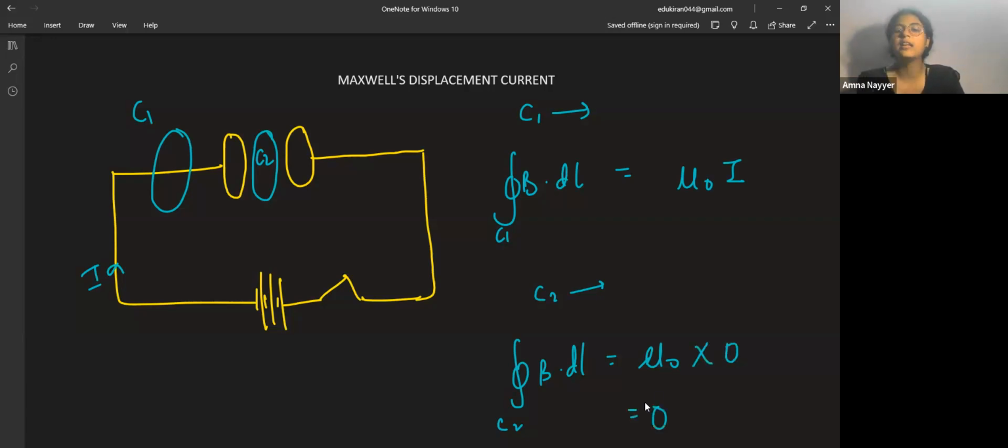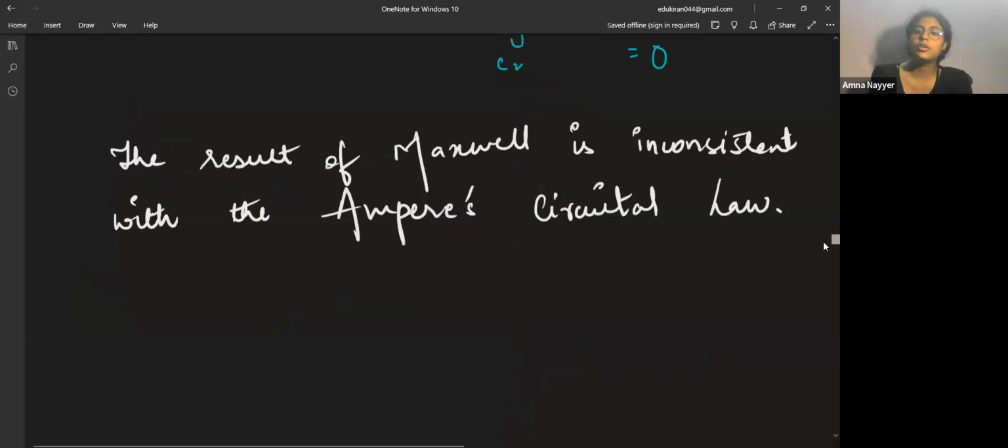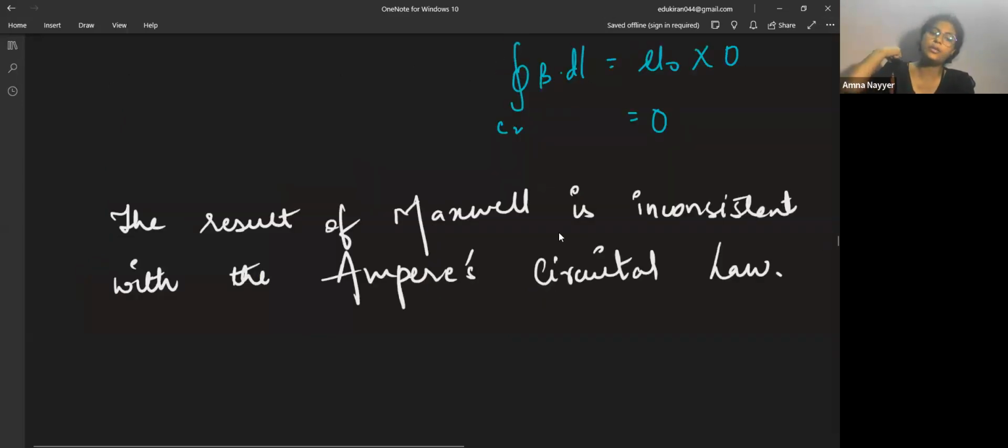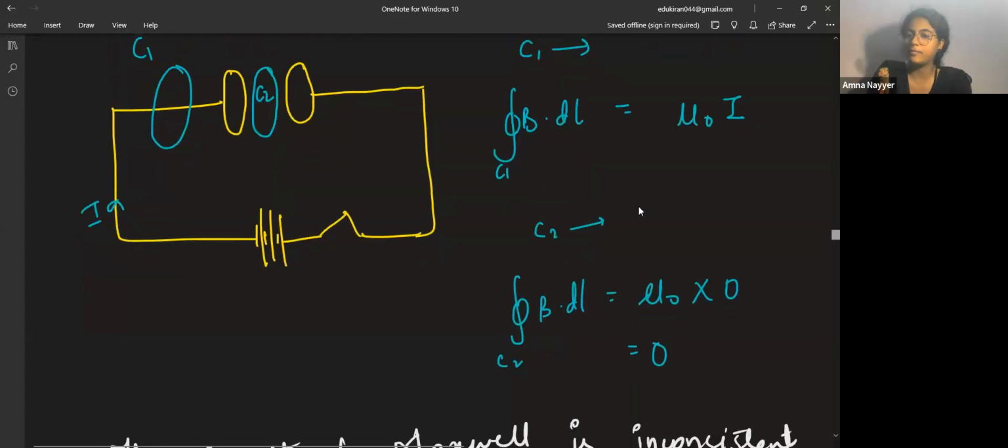So in this entire derivation, this becomes zero when we choose a second circular loop in between the plates. If a circular region is selected within the wire where current I is present, B dot dl is equal to mu naught I. But if this same circular loop is chosen between the circular plates, then this is taken as zero. Fine. Now, when we are talking about the net total current, the result of Maxwell is inconsistent with Ampere's circuital law. The conclusions derived by Maxwell are now not matching with Ampere's.